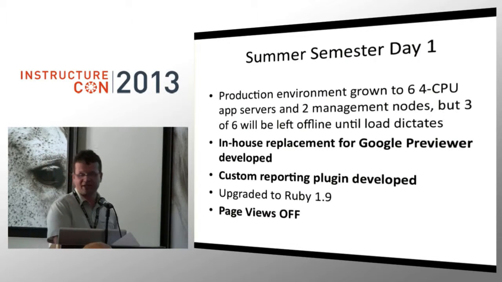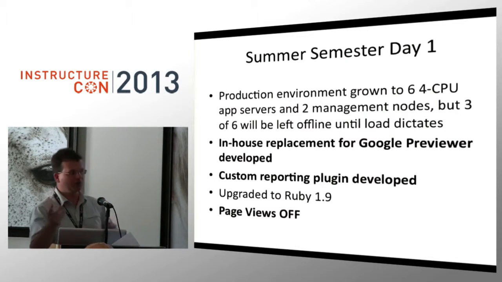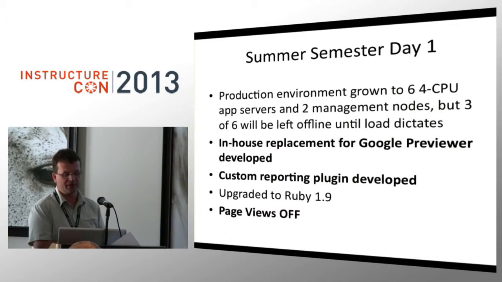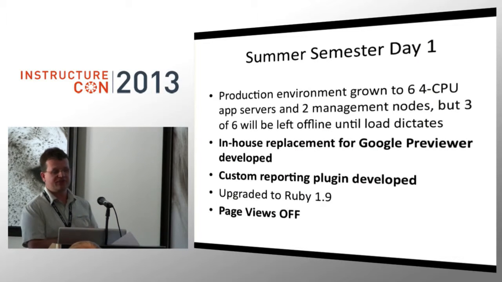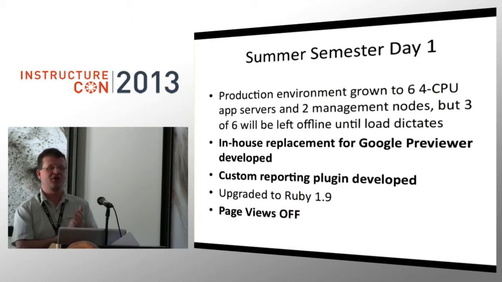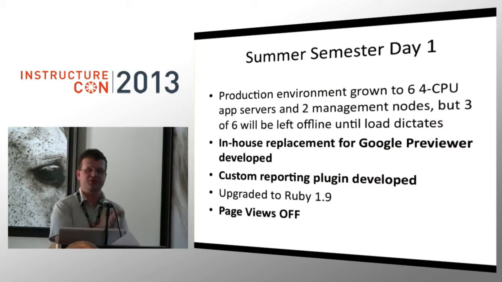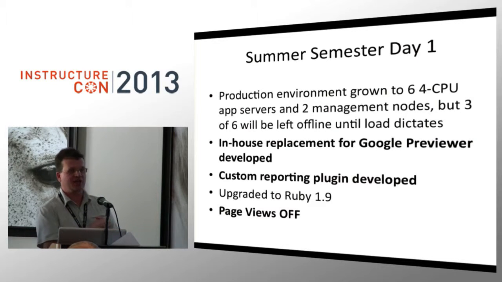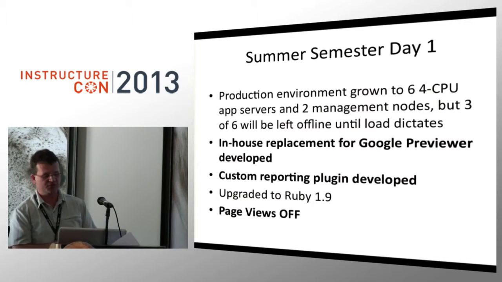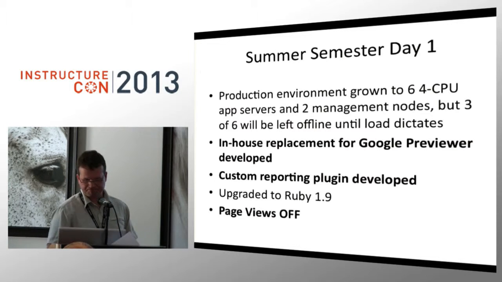We have a custom reporting plugin developed, which is a vendor plugin that allows us to see things like number of students enrolled for this term, number of teachers enrolled, things like that. We had just upgraded to Ruby 1.9, which saw a significant performance improvement. And we had page views turned off because we saw that Instructure had some issues with page views last fall, and we didn't want to fall into that trap. So until we fully understood what implications it had, we left it off. That turned out to be a good decision as well because we're going to bring up a Cassandra instance over the summer and do the same sort of infrastructure that Instructure is doing.